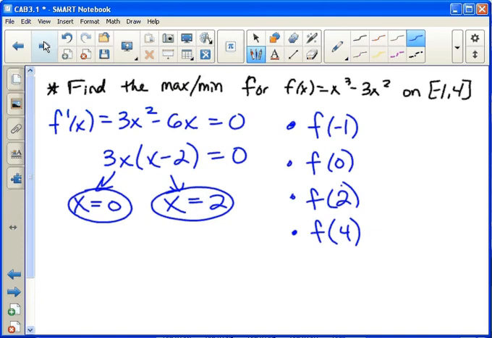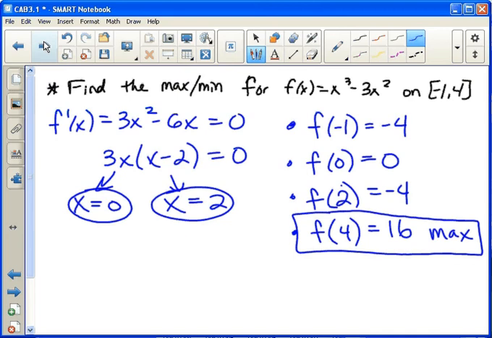So I plug -1 in, and I should get -4. Plug in 0, and I get 0. Plug in 2, and I get -4. Plug in 4, and I get 16. So to figure out the max and the min, we have to simply look at our results, our y values. To find the maximum, just look, where's the highest y value? Well, that's right here at 16. So here's our maximum.